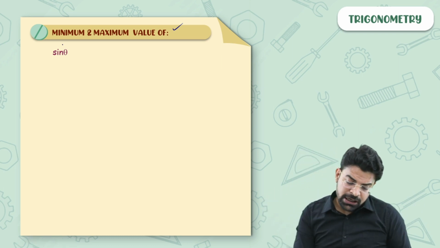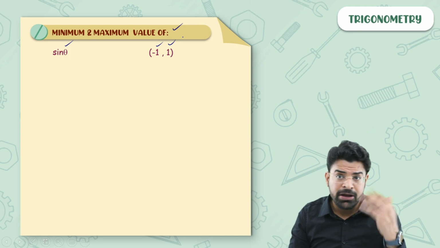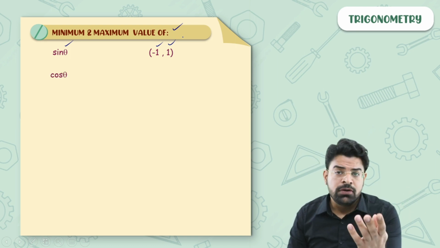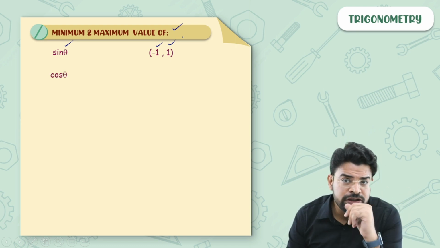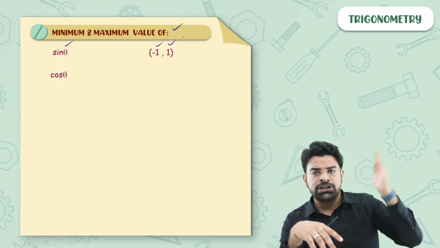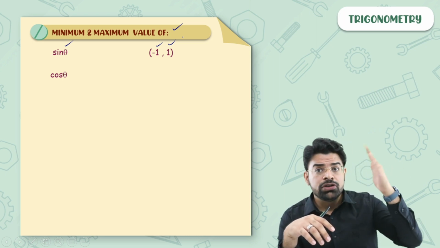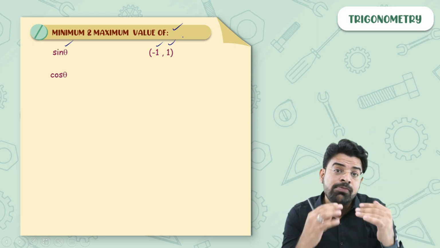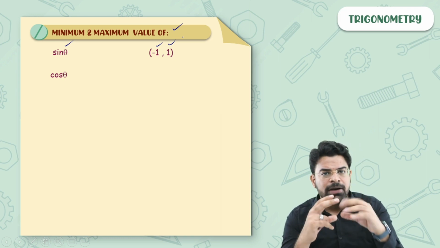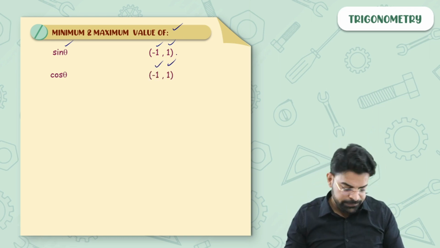So you will say the minimum value of sine theta will be minus 1 and the maximum possible value of sine theta will be 1. Easy. Next question, what is the minimum and maximum possible value of cos theta? For cos theta, the dance is 1, 0, minus 1, 0, 1, 0, minus 1, 0. So cos 0 is 1, that is the maximum possible value, and cos 180 is minus 1, that is the minimum possible value. Hence, the maximum and minimum possible value of cos theta is also minus 1 to plus 1.